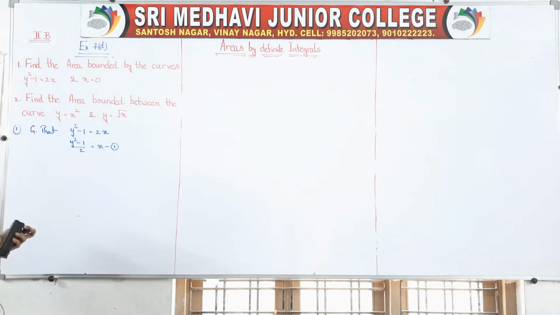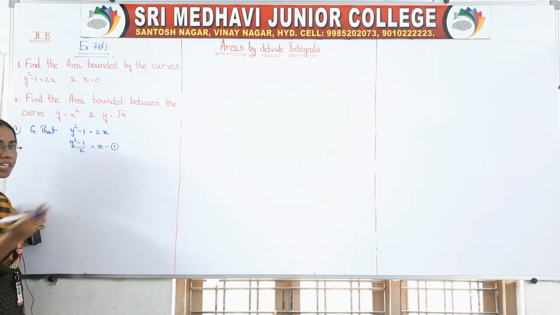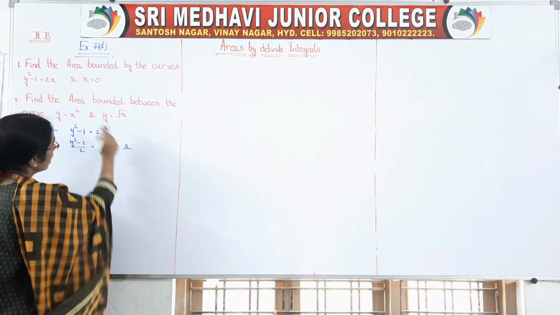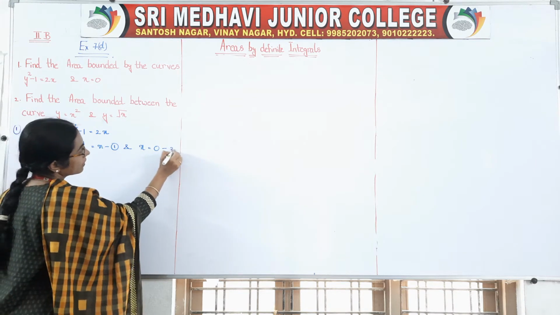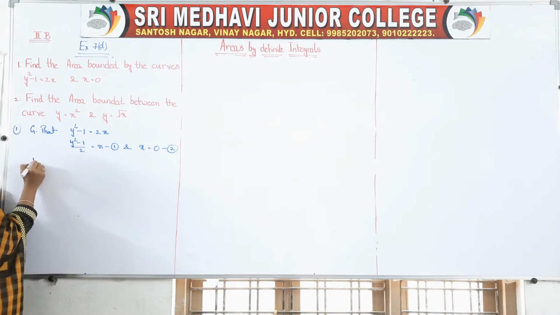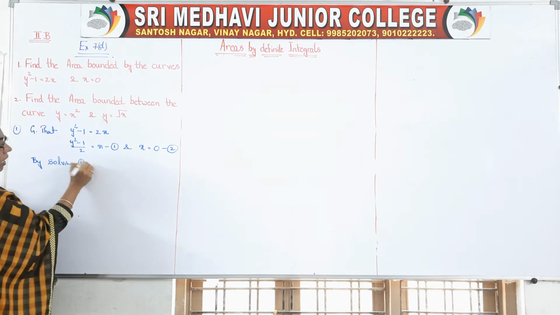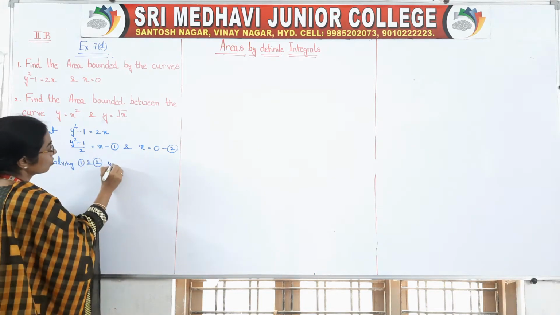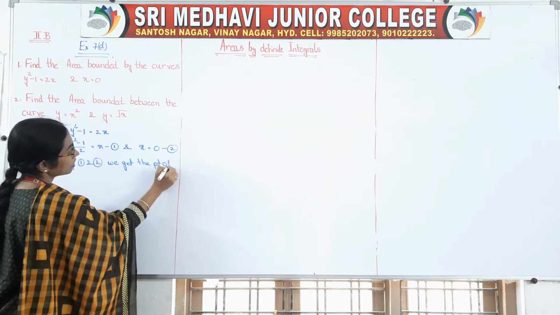Why like that? Here we have x is equal to 0, so here also x is equal to some value. We can easily solve it. For that sake, I sent the 2 this side, right? And the other line is given as x is equal to 0. This is our second line, that is nothing but the y axis. So by solving 1 and 2, we get the point of intersection.